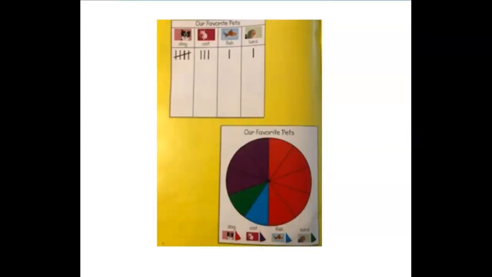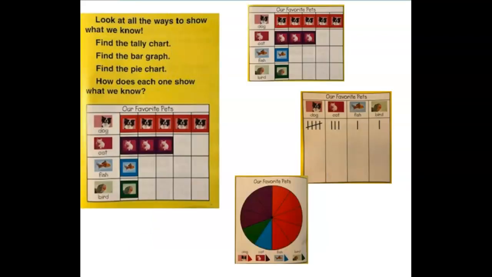So now we have showed a number of different ways to graph our details. We had the tally chart. We had the pie chart. Look at all the ways to show what we know.